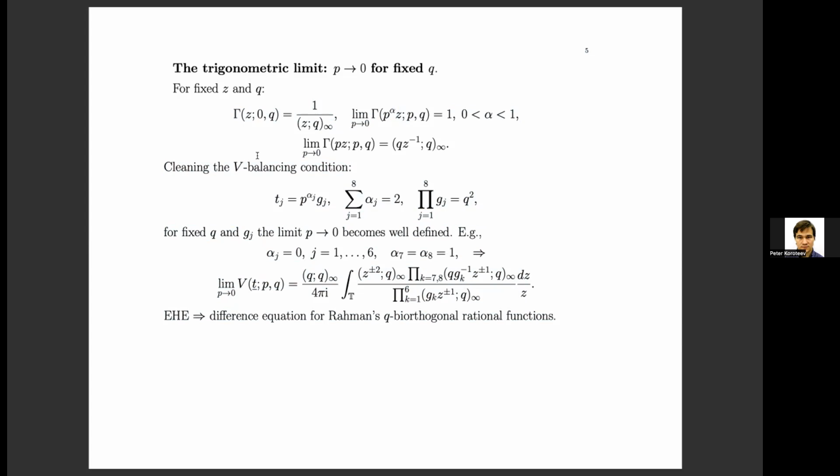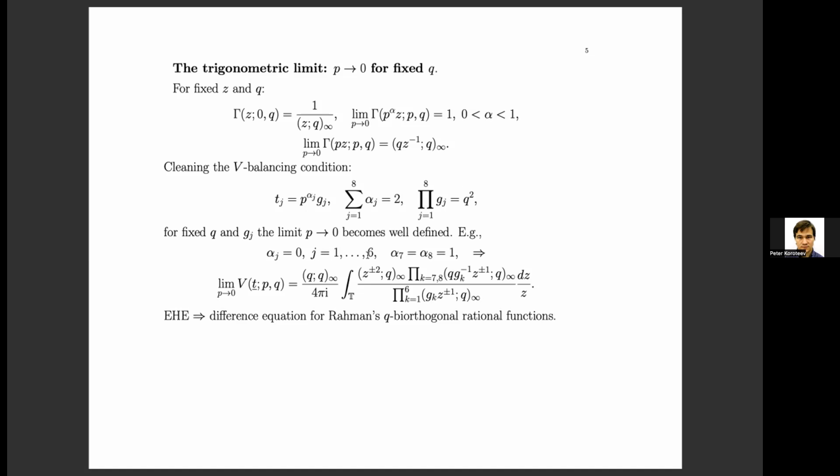And you have the balancing condition. It doesn't allow you immediately to take this limit p goes to 0, so you have to clean it. I scale parameters by powers of p so that the sum of the exponents alpha equals 2, and then the balancing condition for these parameters will be this one.